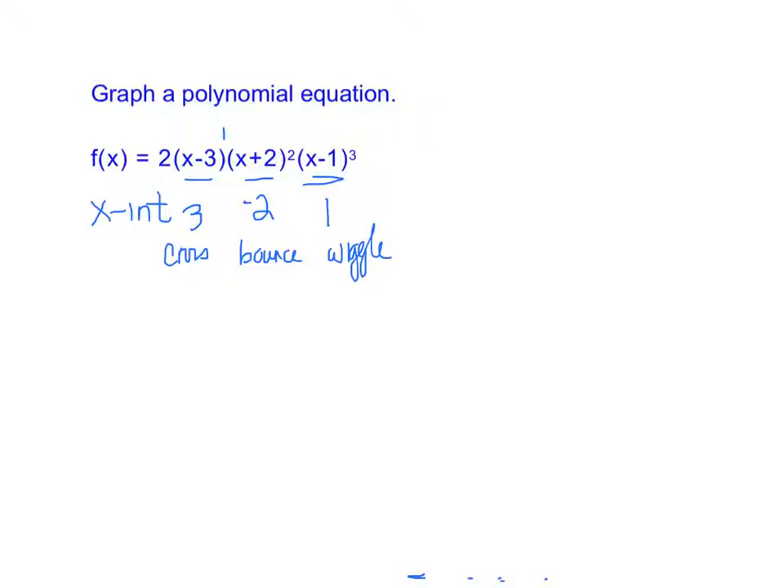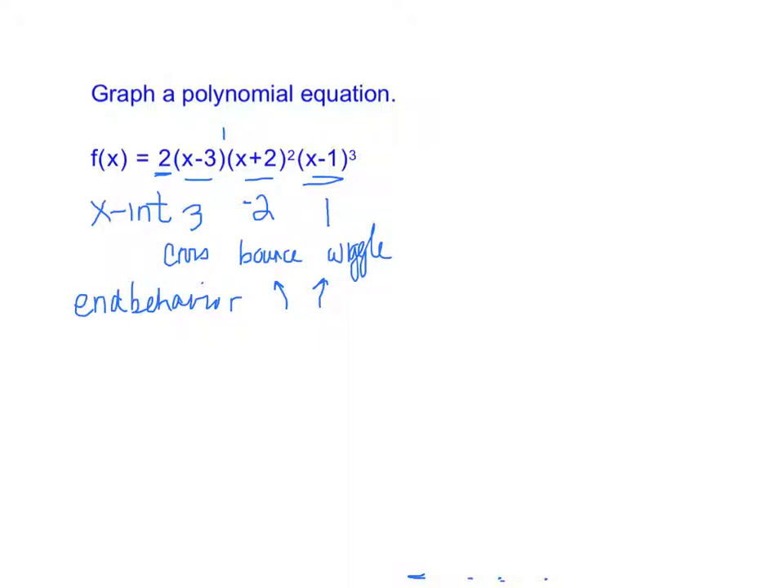Okay? So we need to find the zeros. Those are the x-intercepts, the zeros. The end behavior, we need to know its degree. So we have 1, 2, 3. 1 plus 2 plus 3 is 6, so it's an even number, so it's going to go either up, up, or down, down. Because this first number is positive, it's going to go up, up on its end behavior.